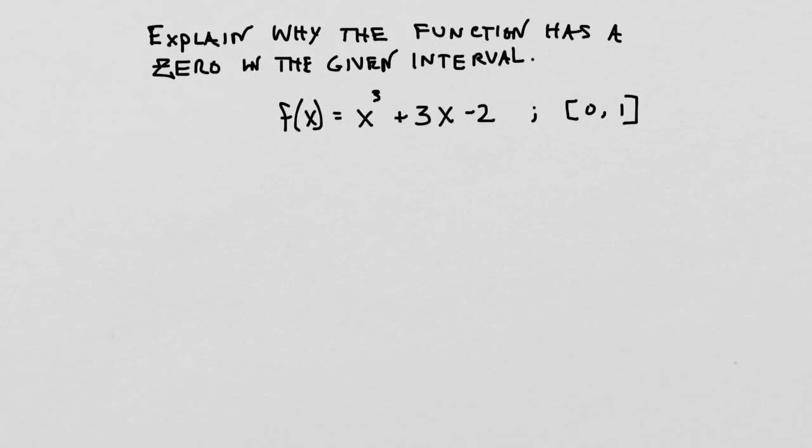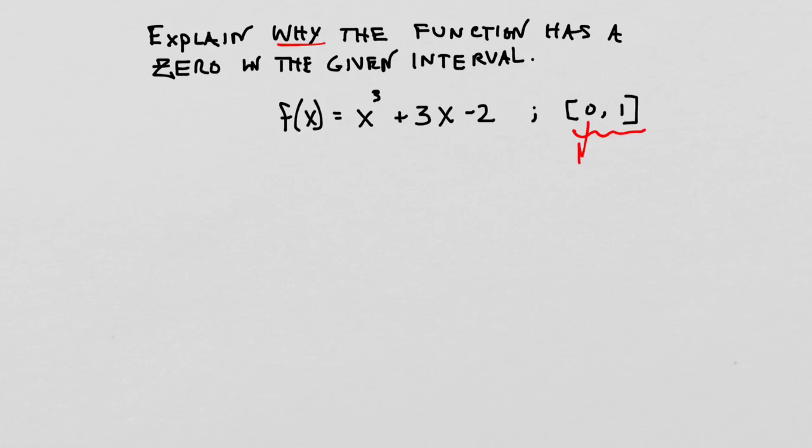Okay, let's look at another example. In this question, we are to explain why this function has a 0 in the given interval. So the function is x cubed plus 3x minus 2, and our interval is from 0 to 1, and it says explain why the function has a 0. We're going to use the intermediate value theorem to explain this.